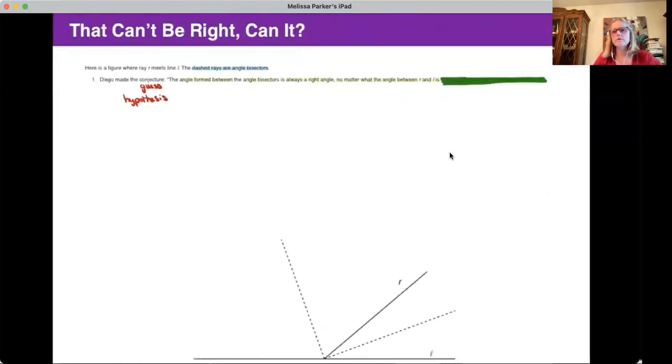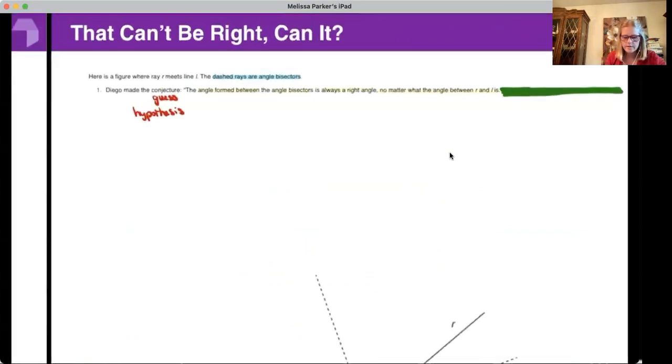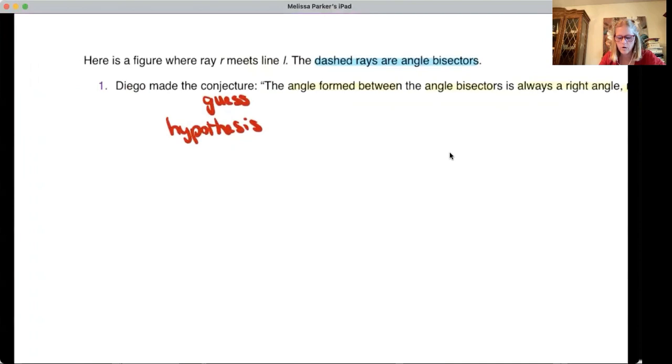Now we would move on to the heart of our lesson, which is called Diego's conjecture. And I would teach this lesson. Here's a figure where ray R meets line L. The dashed rays are angle bisectors. Diego made the conjecture, which is either a guess or a hypothesis. They're all synonymous. They mean the same thing.